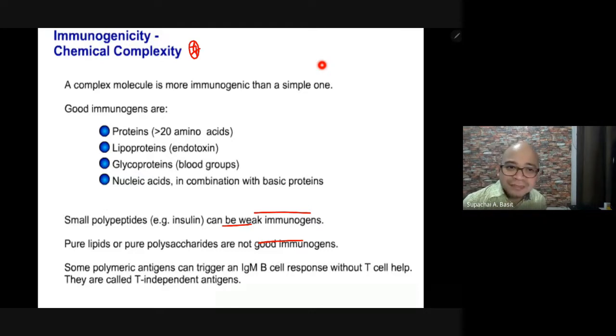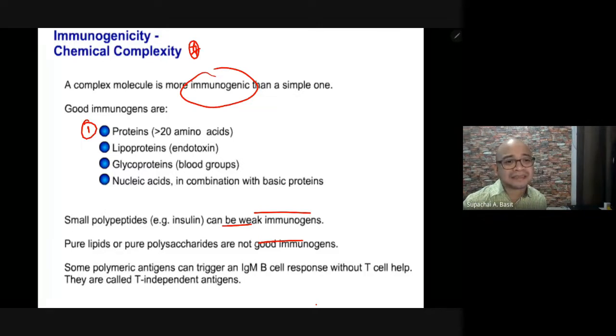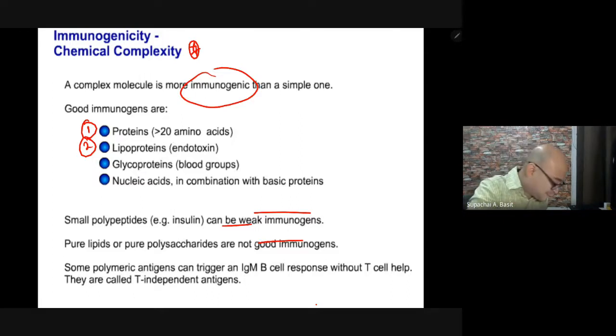Okay, so it's not just about the size, it's also about complexity. So a more complex molecule is more immunogenic than a simple one. So what will make it more complex? Good immunogens are proteins with at least more than 20 amino acids in it. Then a good immunogen would also be a combination of different chemical compounds. For example, lipoprotein. Lipoprotein is a combination of lipids and proteins. And an example of a good lipoprotein immunogen is endotoxin. So if you remember, endotoxin is found in gram-negative cell wall.